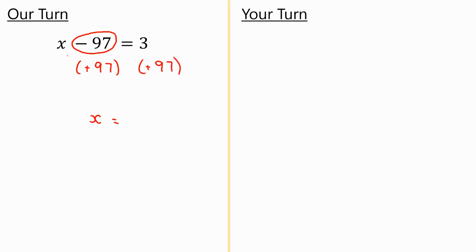When we do that, we know that that's gone, and I've got what I want on the left, which is the x on its own. And on the right, I've got 3 plus 97. 3 add 97 is 100. So x is equal to 100.